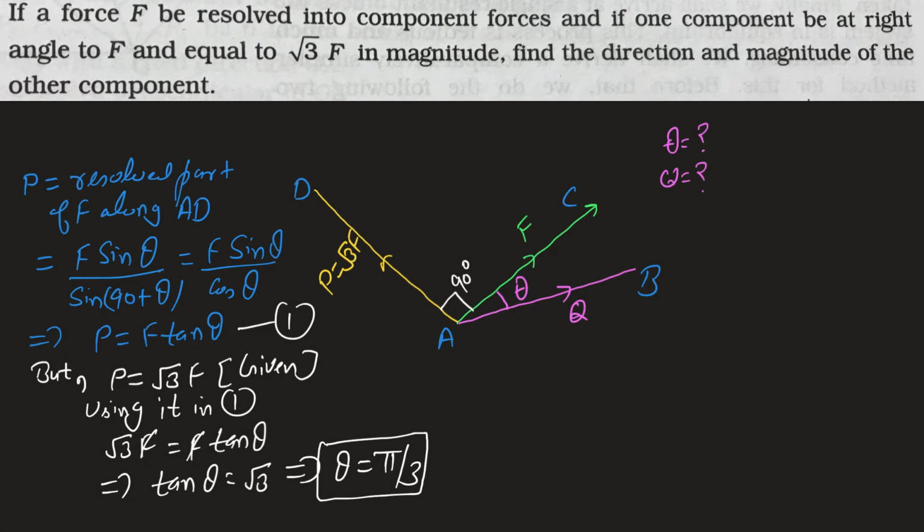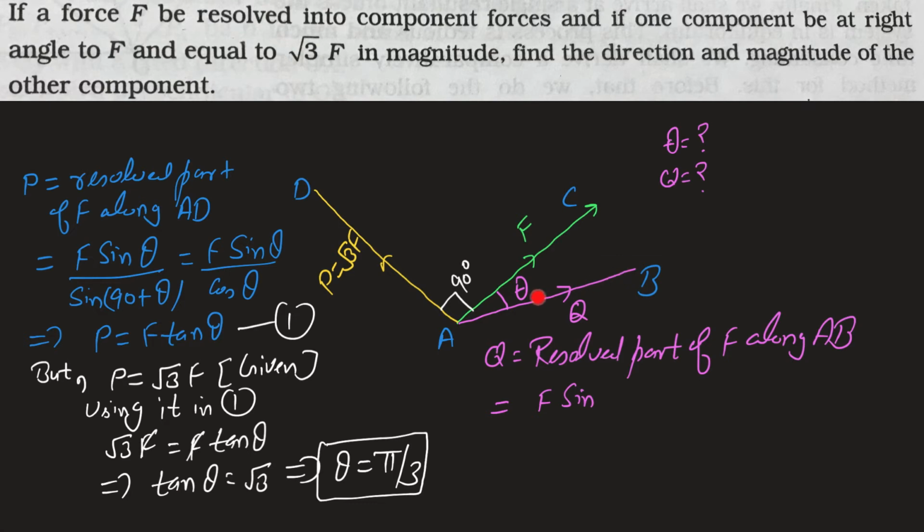One thing we have determined. Now we have to find Q. Q is equal to the resolved part, right? Its meaning, the resolved part of F along AB. The resolved part of F along AB is equal to, now use the formula F as such, sine of the other angle. This theta is now the primary angle, because we are interested in taking the resolved part along AB. So this theta will become the primary angle, and the other angle is 90 degrees.